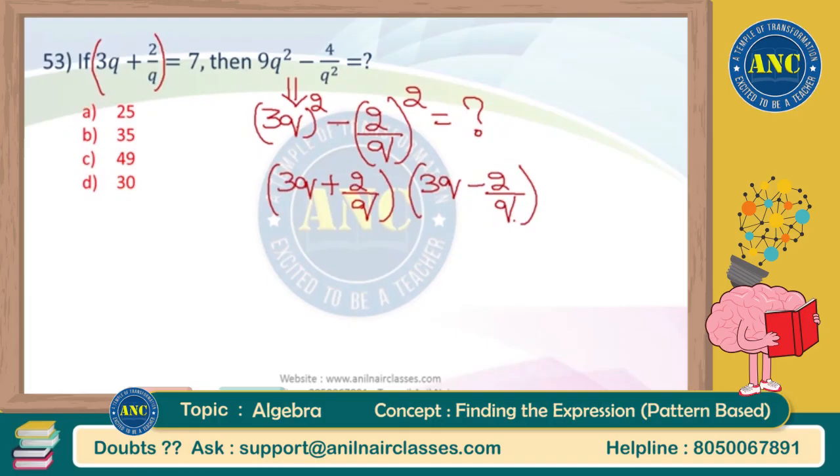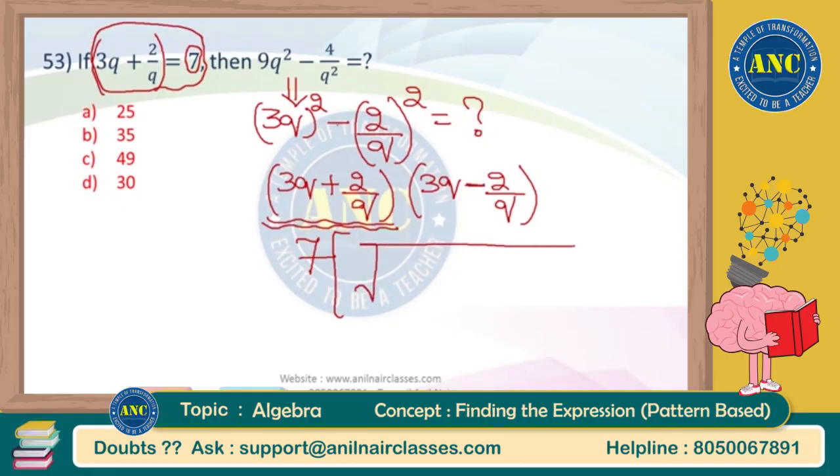But there are 2 terms in what I need to find. Out of those 2 terms, the beautiful advantage in this question is that the first term value is given in the question as 7. 3q plus 2 by q is already known to me. And the second term, whenever I know the value of x plus 1 by x, I can easily find the x minus 1 by x value.